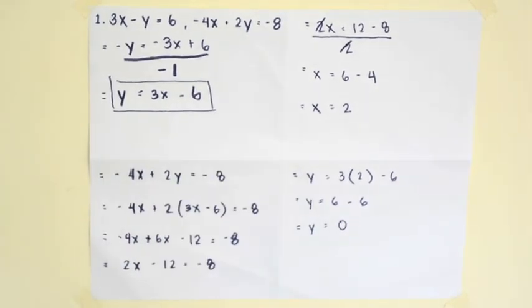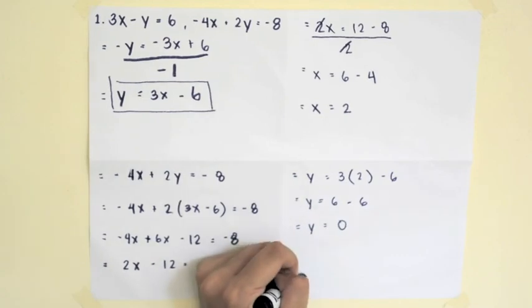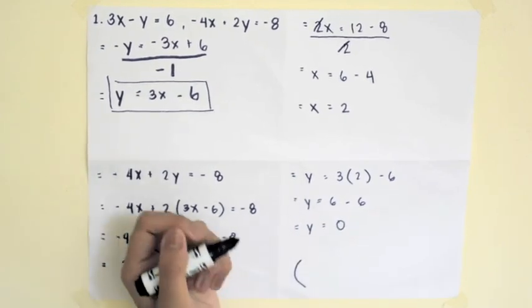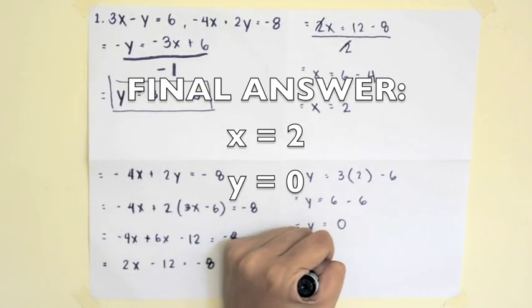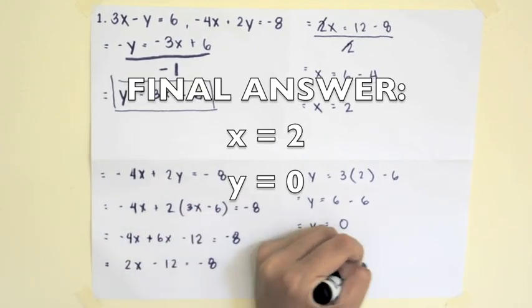And that brings us to our final answer, which is x is equal to 2 and y is equal to 0.